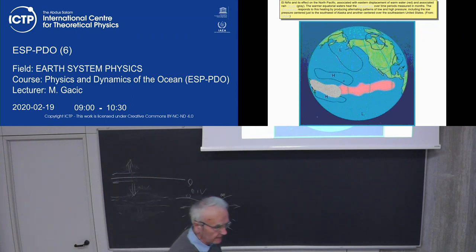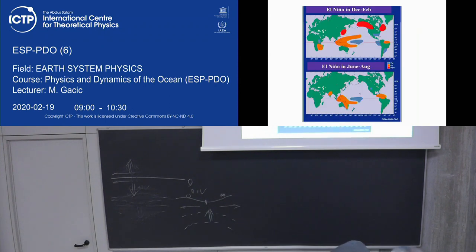What are the consequences in various parts of the globe? It's not really that it appears all over the world. We didn't find, for example, a relationship between El Niño and oceanographic characteristics in the Mediterranean.